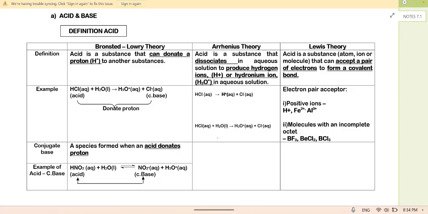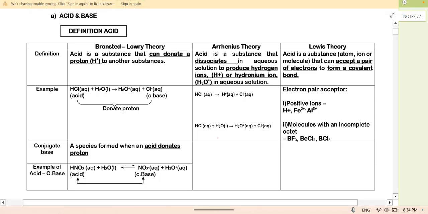Chapter 7. So we start off with acid and base. So we need to know what is an acid. There are 3 definitions of acid. All of these definitions are still relevant and complement each other, so we still use all of them. The first one is Arrhenius.